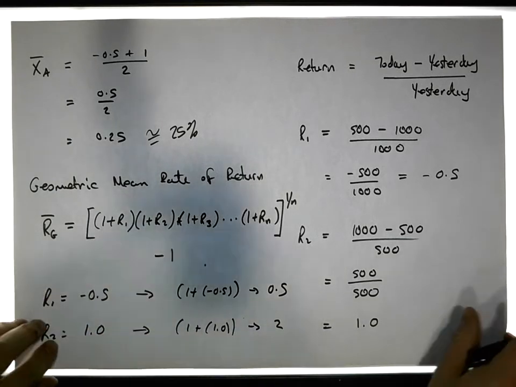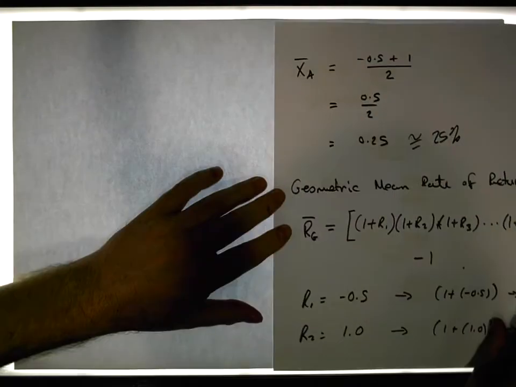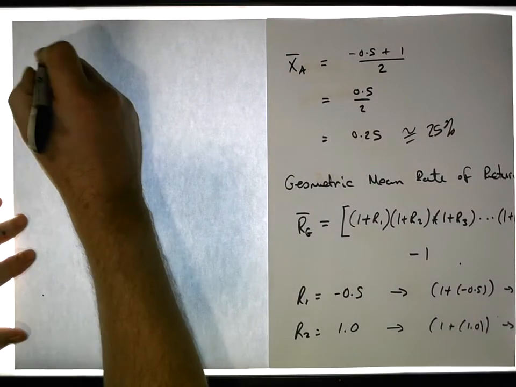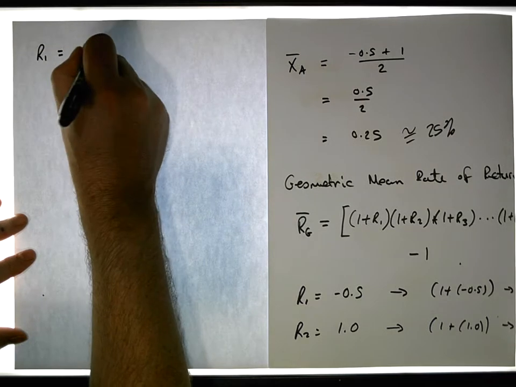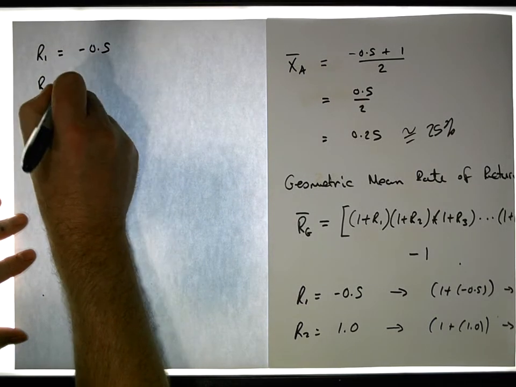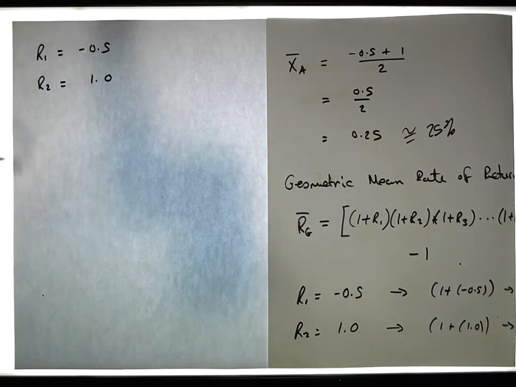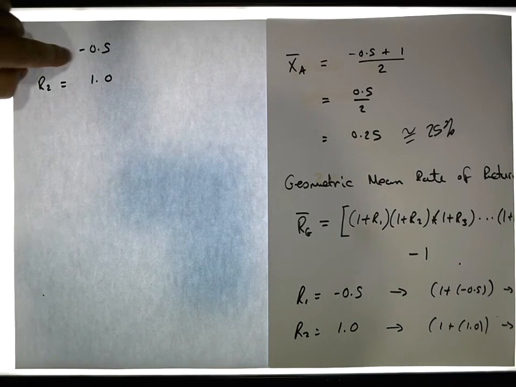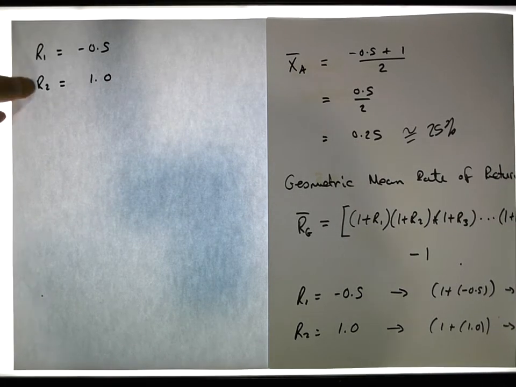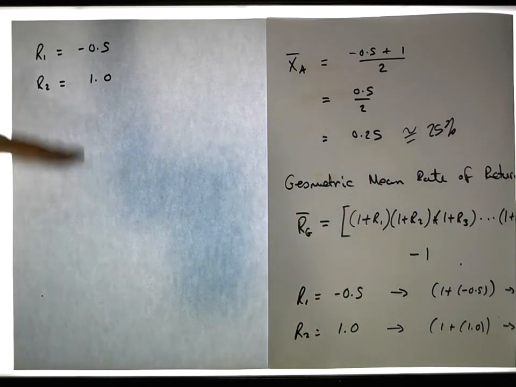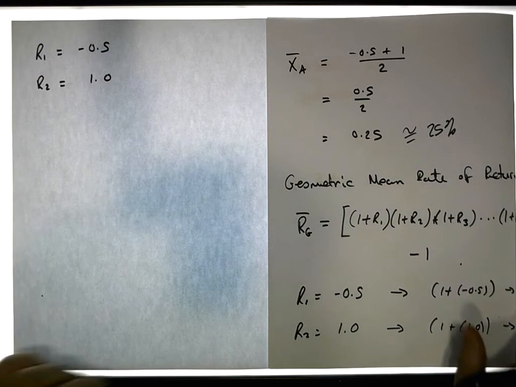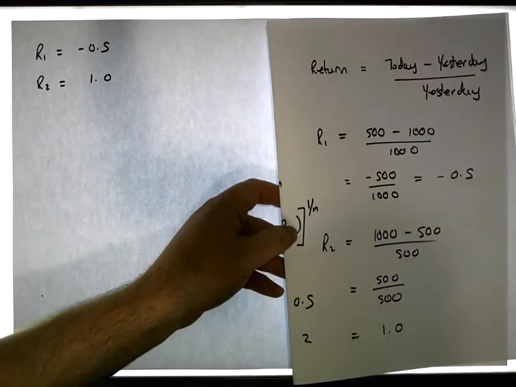Maybe I'll just make this a little bit smaller. Actually, we'll just do this out again. We'll just start this again here. So we have the returns. R1 is equal to minus 0.5, and R2 is equal to 1.0. At the end of year 1 there was a 50% decrease. At the end of year 2 there was a 100% increase. We want to know what was the return across the two periods, if that makes sense.